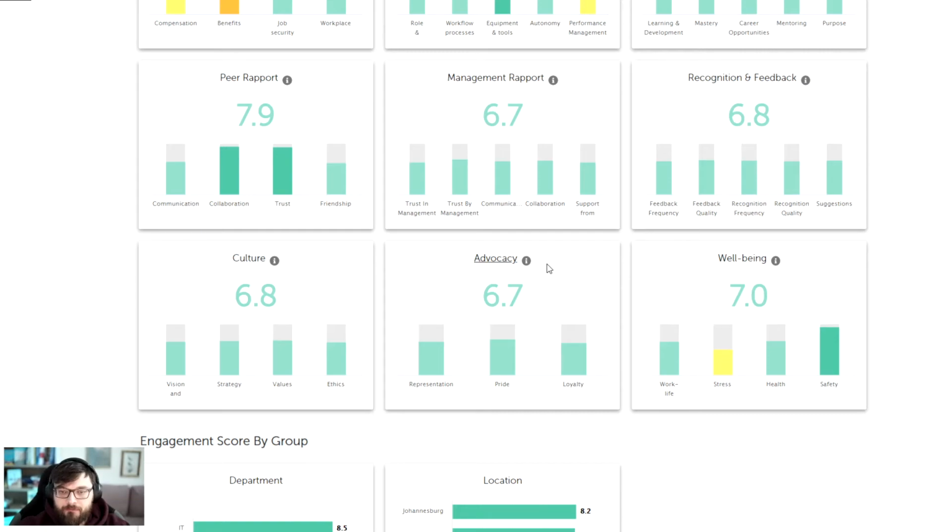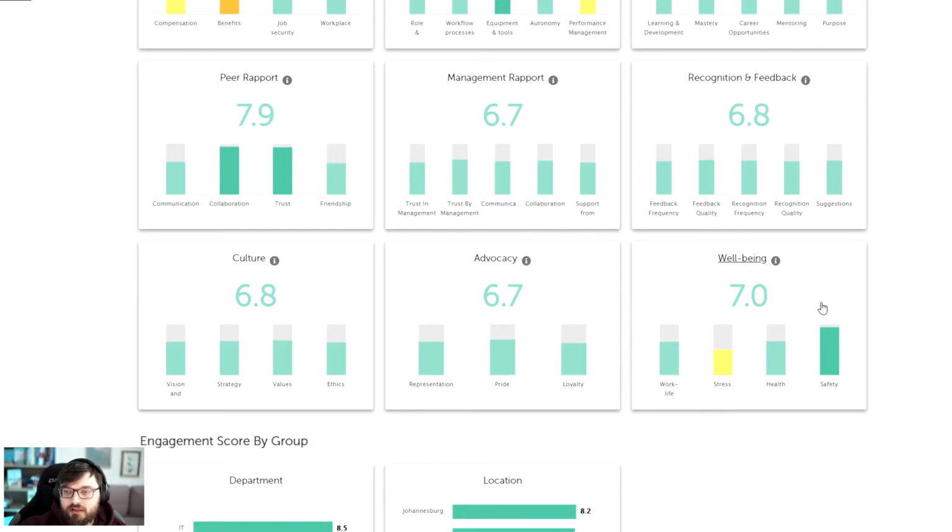Pillar number 8 is advocacy. Advocacy asks about how the employees feel and speak about their organization when they are outside of work. In very rough terms, this means, are they proud of where they work? Do they speak favorably of the organization to their friends and family? And do they intend to stay with you in the future?